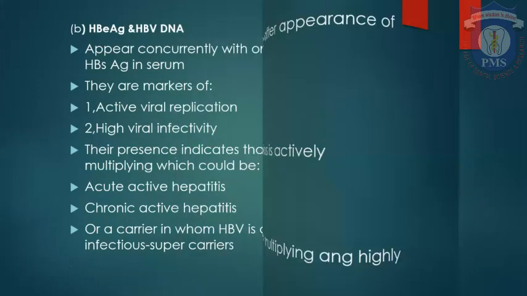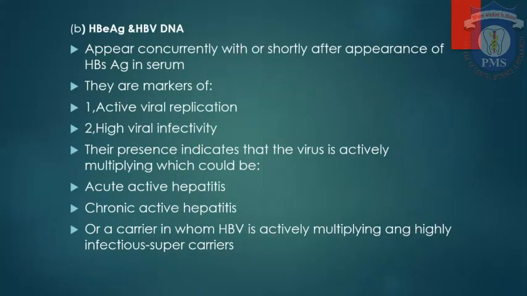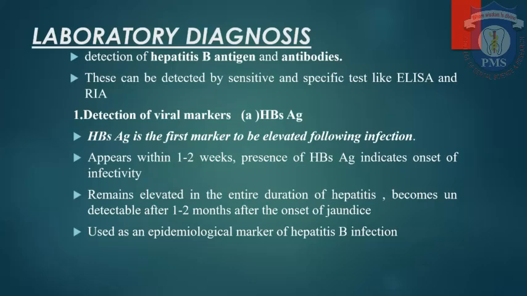So, once again, we'll repeat. We are going to discuss the surface markers of hepatitis B infection. During laboratory diagnosis, we are detecting hepatitis B antigens and antibodies. These can be detected by sensitive and specific tests like ELISA and RIA. The first viral marker is HBs antigen, which is the first marker to be elevated following infection. This is used as an epidemiological marker of hepatitis B infection.